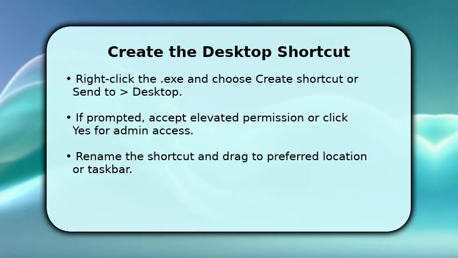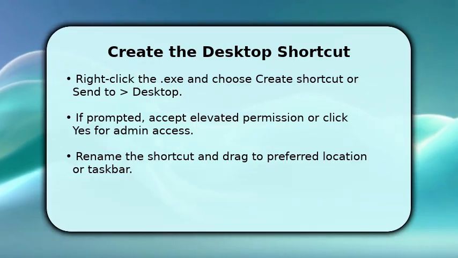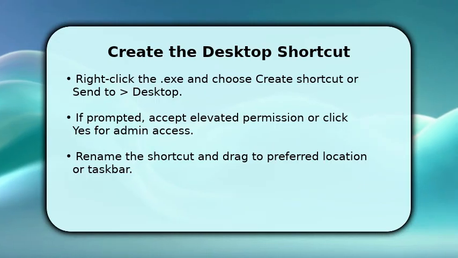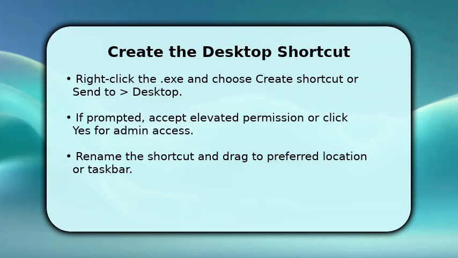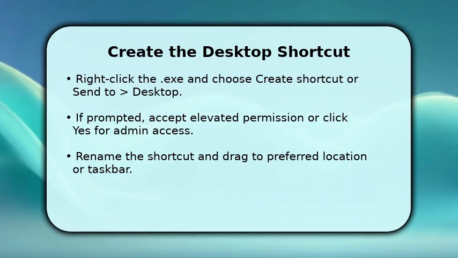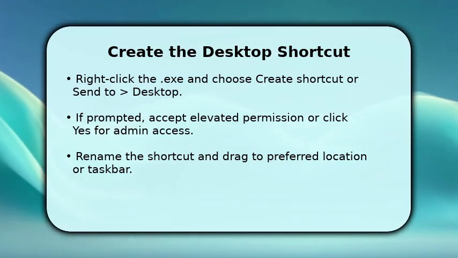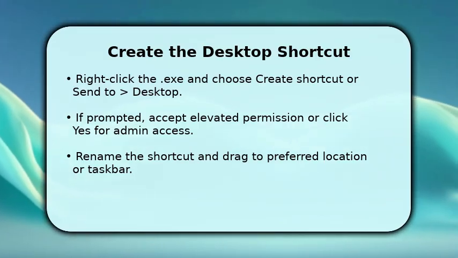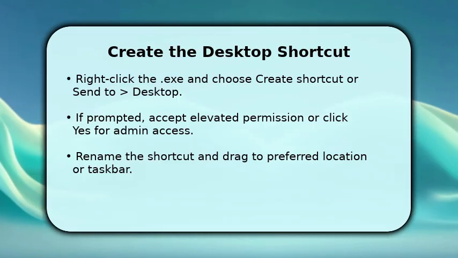If Windows asks for permission, accept it. You may need admin rights. Once the shortcut appears, rename it for clarity and test it by double-clicking. If you want it pinned, right-click the shortcut on the desktop and select Pin to Taskbar or Pin to Start. This keeps access consistent. Make sure the path still points at the original exe.